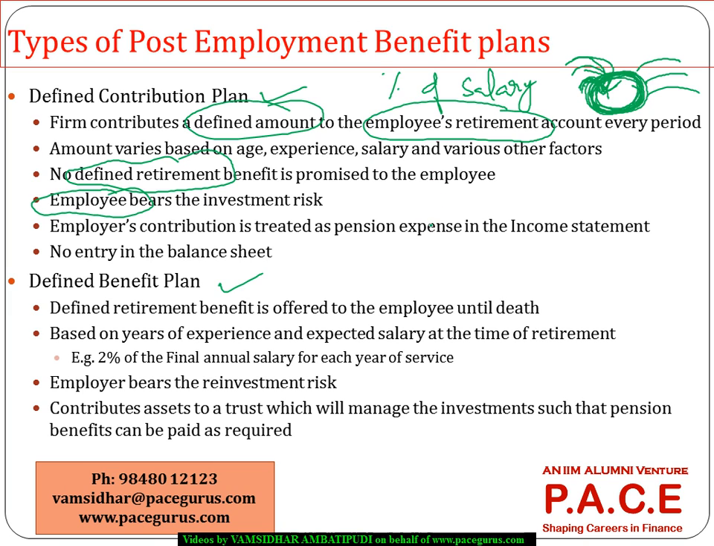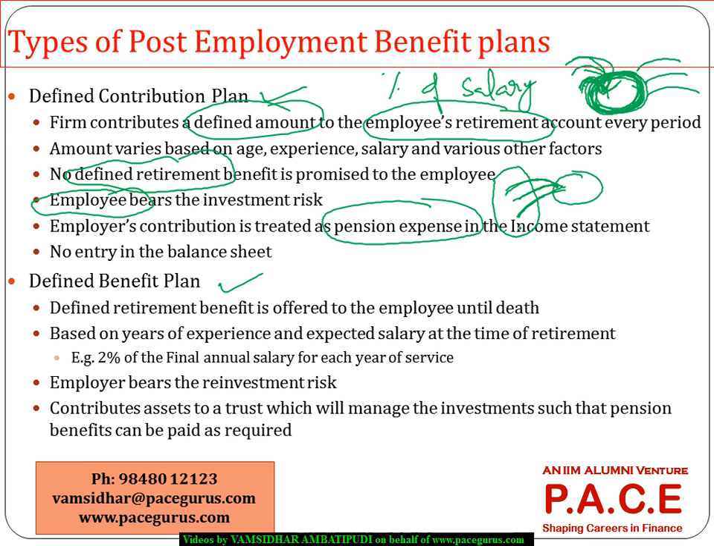And so from an accounting standpoint, it is very easy to account for, because from an employer's perspective, he is contributing some amount to some account. That's it. That's where his responsibility ends. Whatever he is contributing on a monthly basis is treated as a pension expense and is directly put in the income statement. And there is nothing that goes into the balance sheet as a part of this model. So it's a very simple accounting process as far as the defined contribution plan goes.